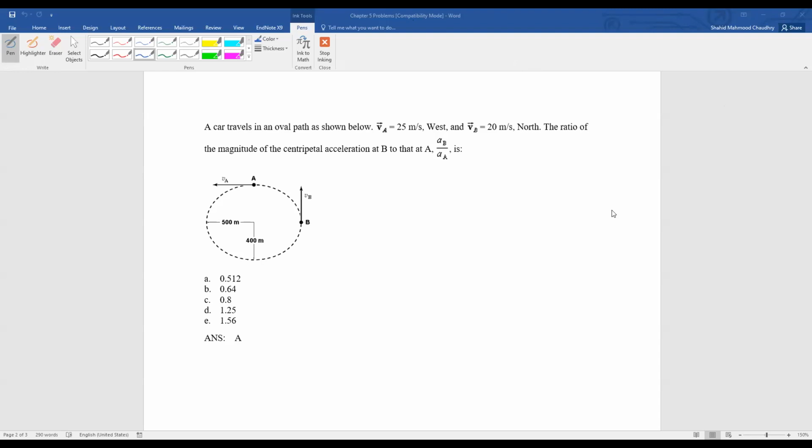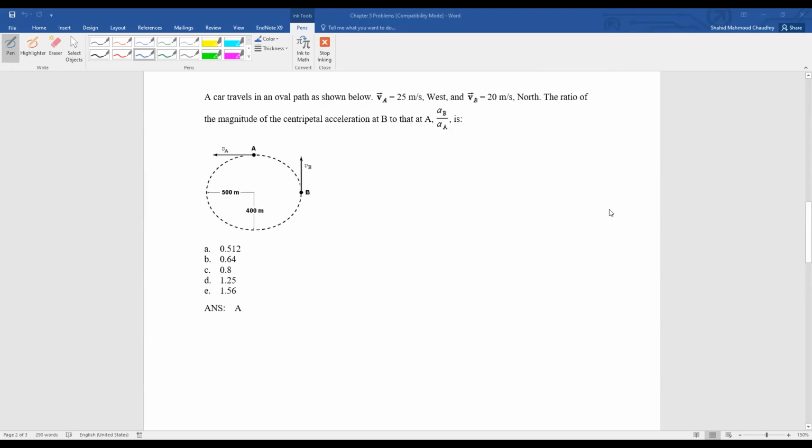So last time we finished chapter number 4, and today we will solve two problems of this chapter about uniform circular motion, and then we will start chapter number 5. So let's first see the two problems of chapter number 4.